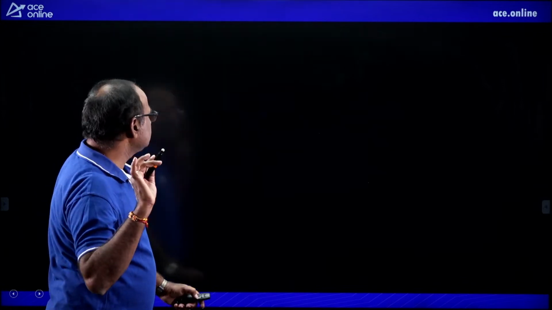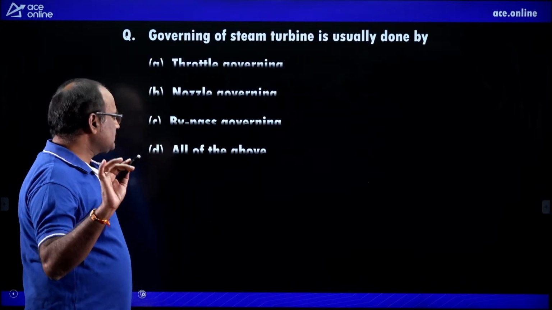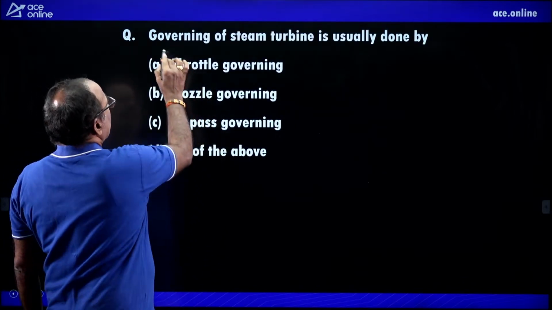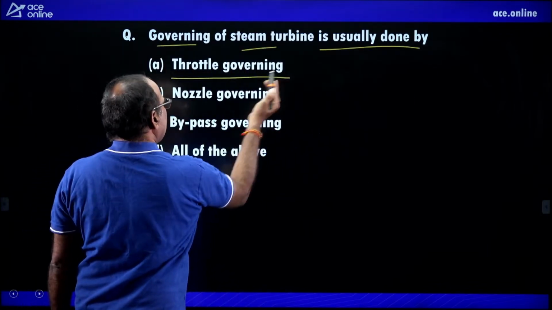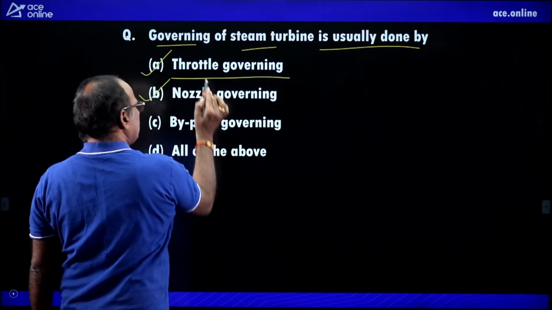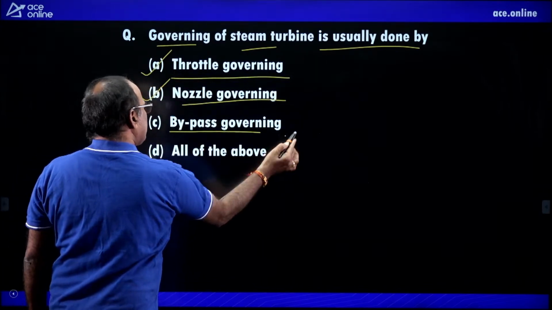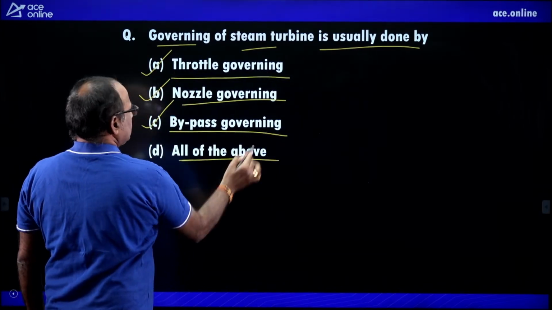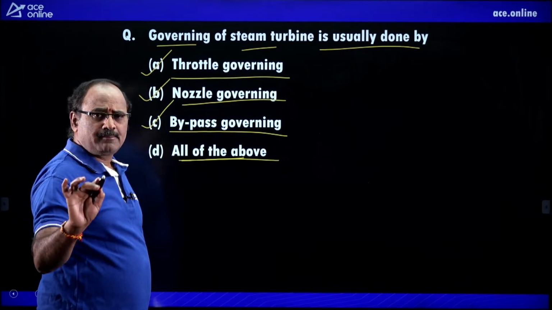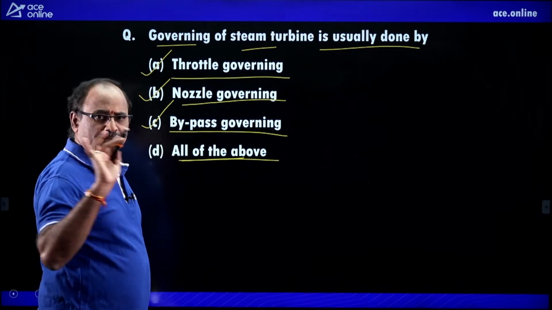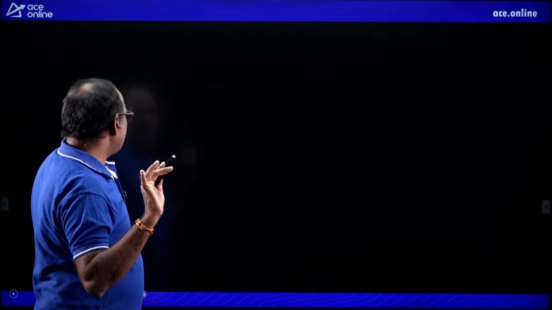Okay? Similarly, look at the next question. Try to read it clearly. Governing of steam turbine is usually done by throttle governing, absolutely correct. Nozzle governing, absolutely correct. Bypass governing, all are correct. So these are the three types of governing preferably used for the steam turbine power plant. Try to remember.